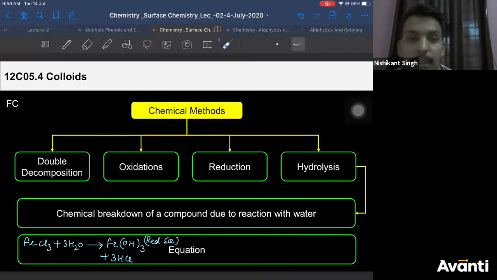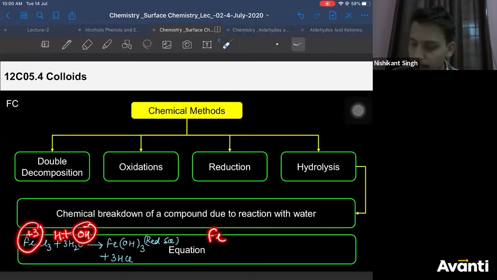Right. So the next method which you need to learn is hydrolysis. Hydrolysis, obviously all of you know, the breaking of some salt in the presence of water is known as hydrolysis. Hydrolysis means cleavage of bond in the presence of water. Now, if you see this, FeCl3, if you hydrolyze it, Fe is +3, water contains H plus and OH minus ions. So Fe3 plus will combine with OH minus, and what will you get? You'll get Fe(OH)3.